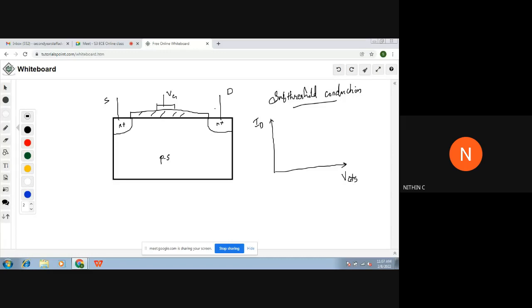When we say VGS, relate this to the figure. VGS is which voltage? The voltage that we apply here. Why do we apply voltage here? Let's start from that. What is actually the requirement of applying voltage at the gate? Tell me that first. Come on, fast. What is the requirement for applying VGS?